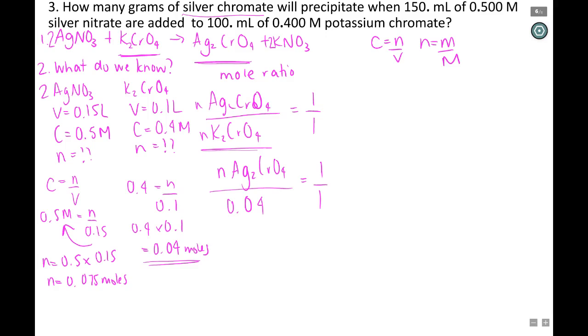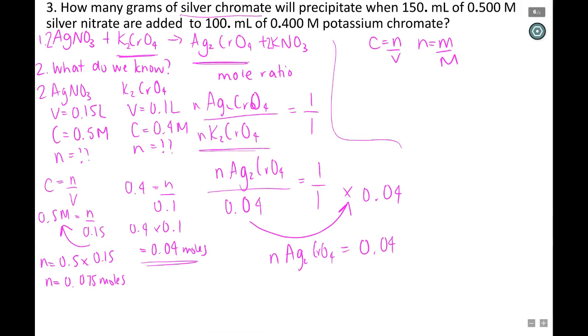So then if we rearrange our equation by moving this over here, it then becomes 0.04. So our number of moles of our silver chromate is 0.04 because it's the same. The ratio is a 1 to 1 ratio.